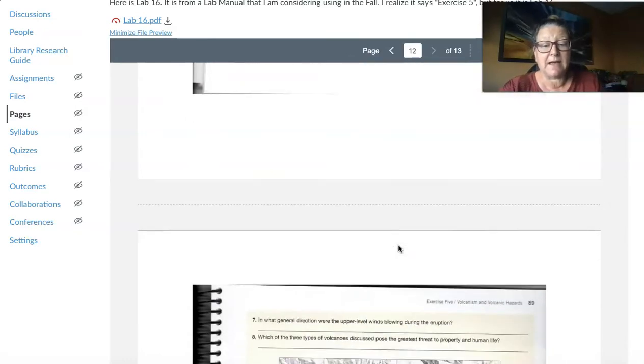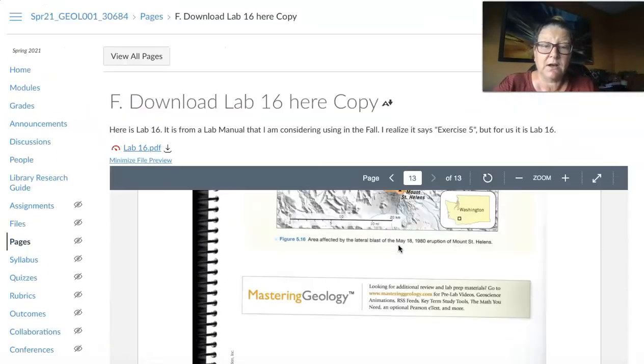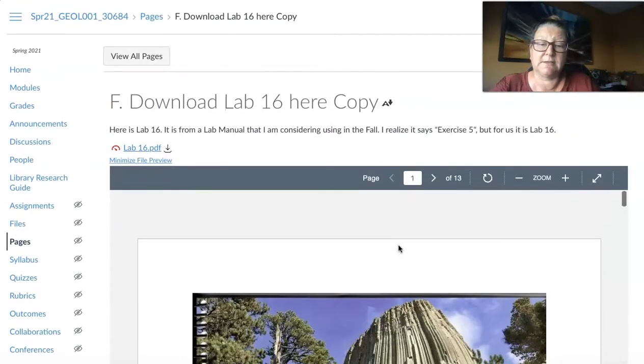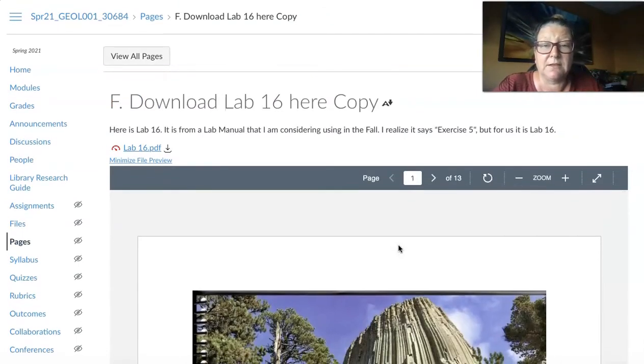And this is a lab manual that I'm considering for my classes in the future. So I'd be curious to see what you think about this more professional type of lab manual. It asks a lot more questions than the ones I ask, but this one doesn't really involve an activity except for the measuring with the protractor. It's really about understanding different types of volcanoes.